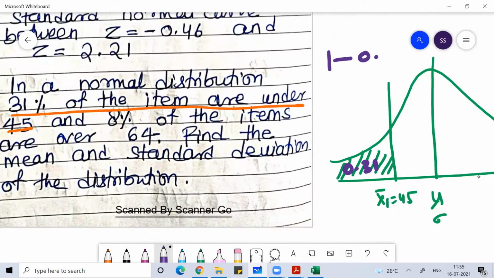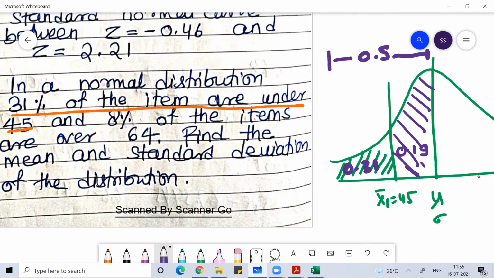So this is 0.5. 50% of the area lies on the left hand side. So this definitely corresponds to the left hand side, and this should be equal to 0.19. I hope you understand. So the value we are looking for is equal to 0.19.